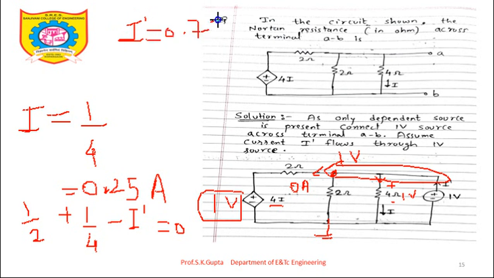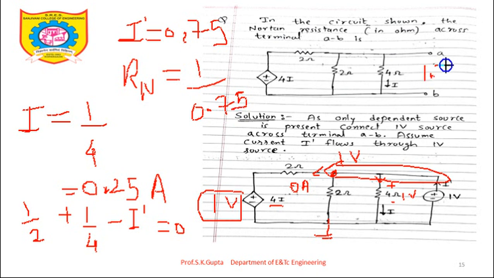And what is the voltage? 1 volt. So what is the resistance? Thevenin resistance or Norton resistance? One and the same. So 1 volt upon 0.75 ampere current. So 1 upon 0.75 is 1.33 ohm. So the Norton resistance answer is 1.33 ohm. So this is the answer for this question. 1 upon 0.75 is 1.33.